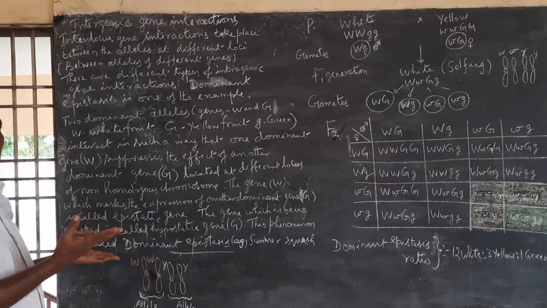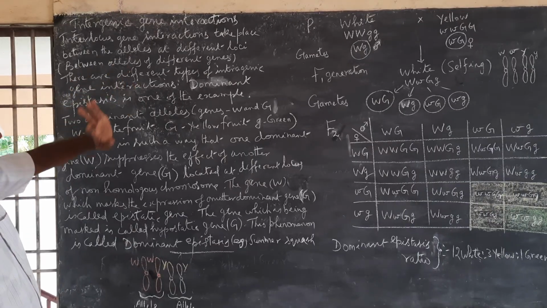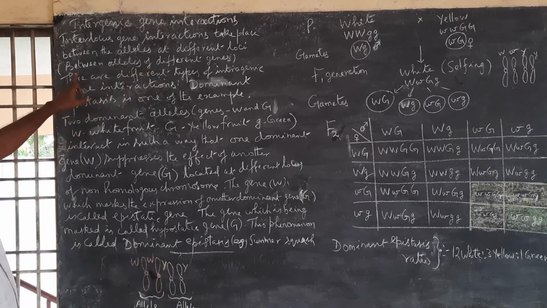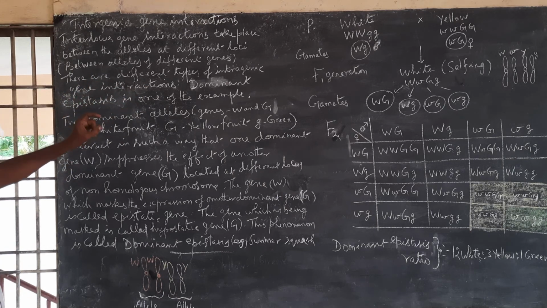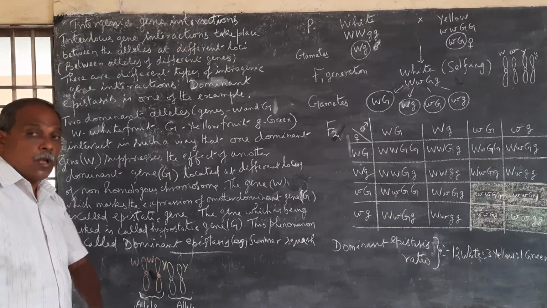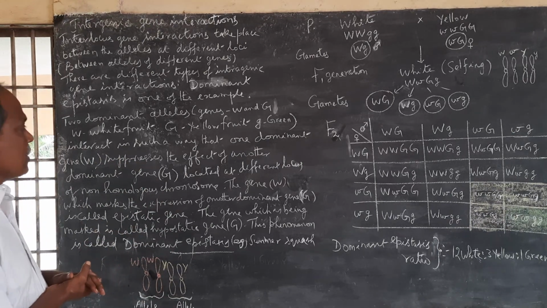Different loci or different chromosomes. That's why interlocus gene interaction takes place between alleles at different loci, between alleles of different genes. There are different types of intergenic gene interactions. One of the examples is dominant epistasis. Of course, you will see various kinds in that.